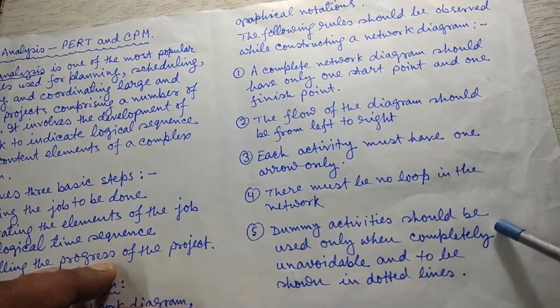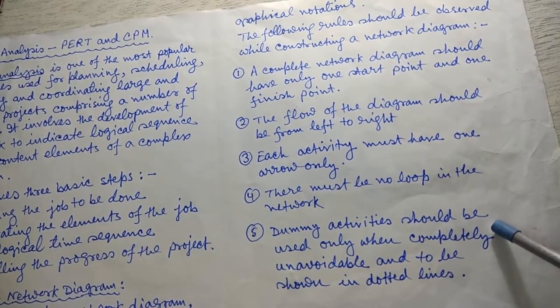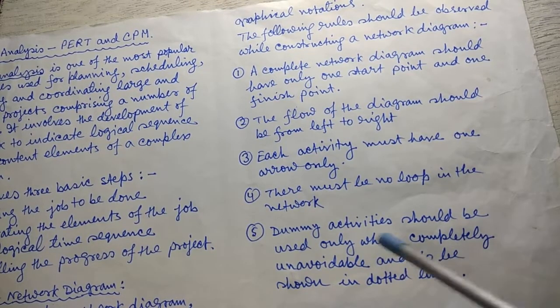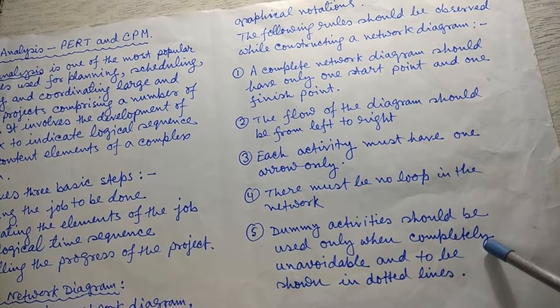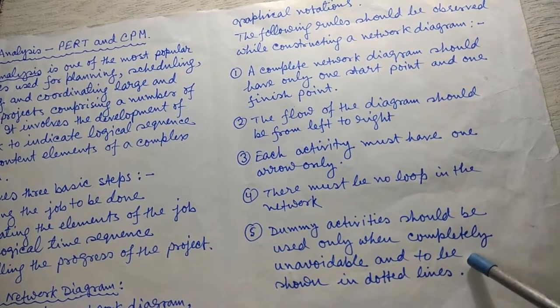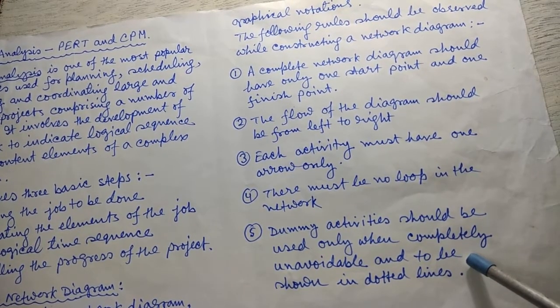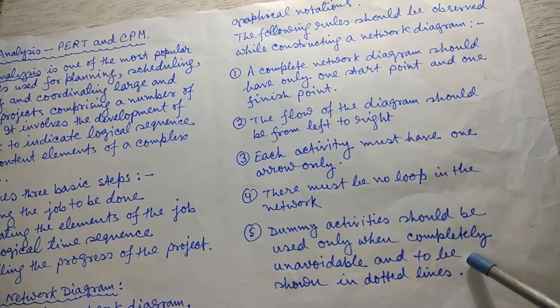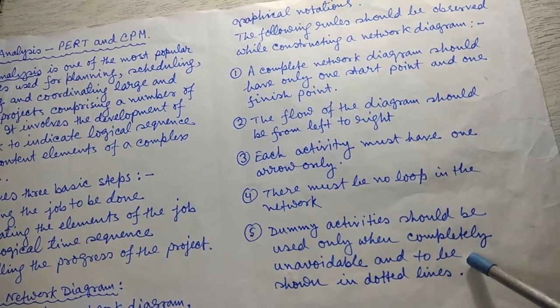Dummy activities should be used only when completely unavoidable and to be shown in dotted lines. Now, what is a dummy activity? Dummy activity depicts the dependency or relationship over the other but does not consume time or resources. It is used to maintain the logical sequence. It is indicated by a dotted line. Clear?